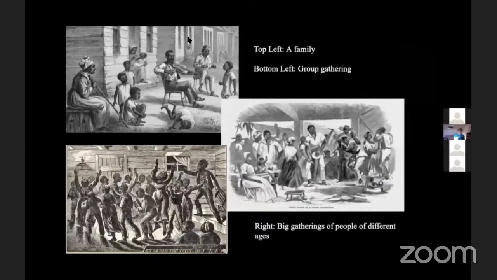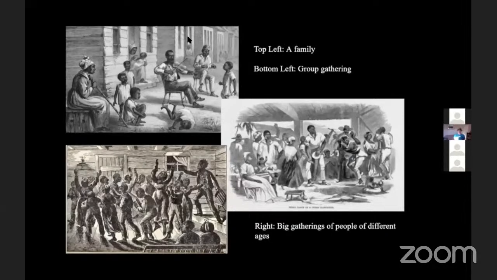Gatherings could be in small groups, probably more familial, like we see in the top left picture, or they could be larger, including many of the farm or plantation slaves, like we see in the right picture. The larger gatherings would often have a leader who would lead the group in call and response style songs. And sometimes the leader would even improvise verses, and then everyone else would follow their lead. An example of a song that may have been sung is "Jesus Leads Me All the Way."